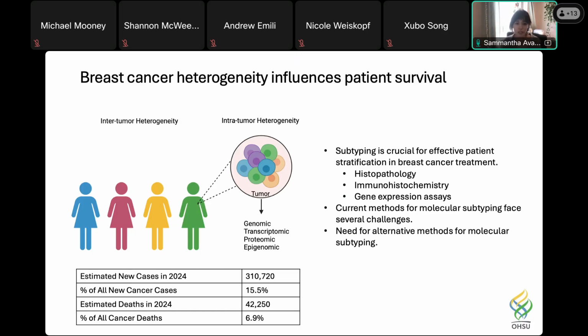And so subtyping is a critical tool to navigate heterogeneity through diagnostic tools such as histopathology, immunohistochemistry, as well as gene expression assays. Gene expression-based molecular subtyping specifically has significantly enhanced patient prognosis as well as the creation of targeted therapies. However, there are challenges associated with this method, which I will touch upon later. And so this really highlighted the clinical need for alternative approaches for molecular subtyping.